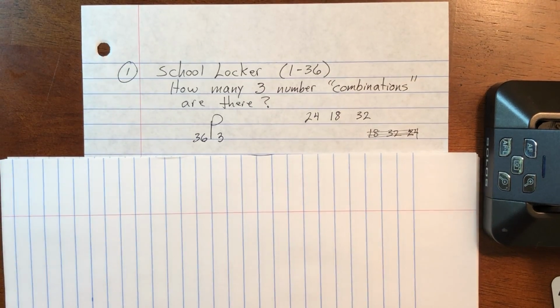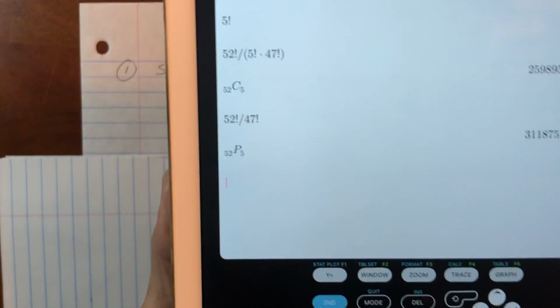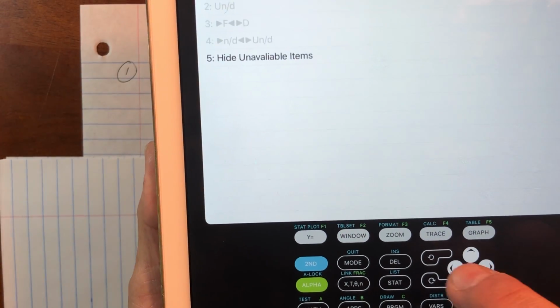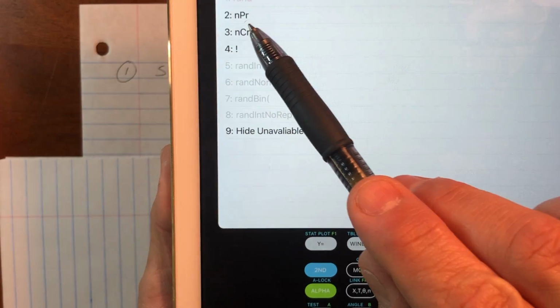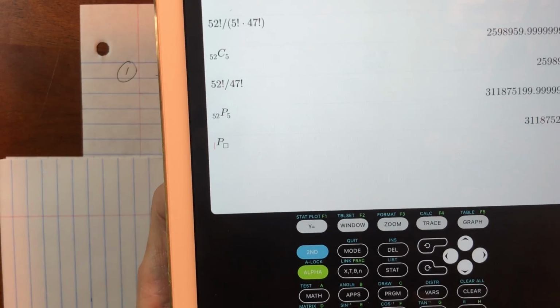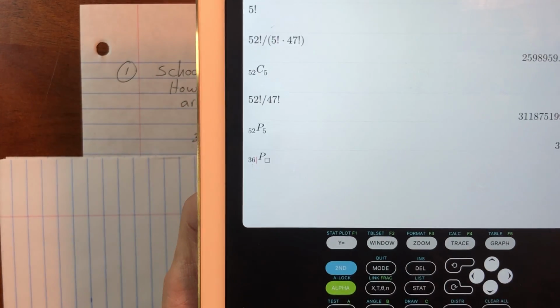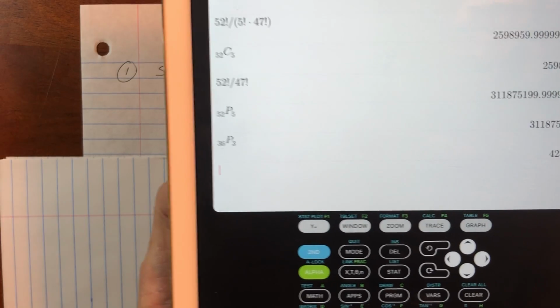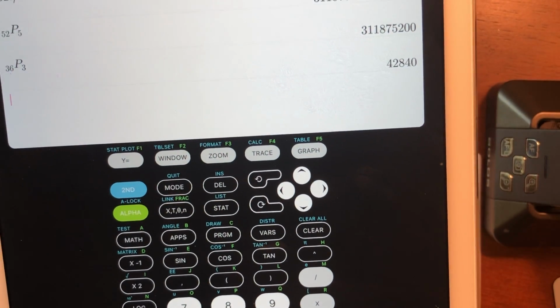Okay? So let's give that a try. Hit math, go over to probability. Oops, a little too far. We're going to choose permutation, which is choice 2. And we'll put 36 on this side, and we're going to put 3 on this side. And when we do that, we get 42,840.